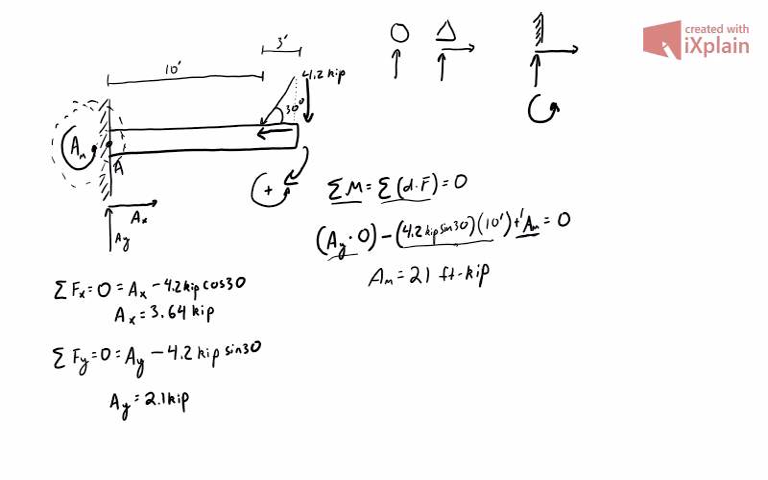So try to remember that when you're doing your sum of the moments, that moment for the cantilever beam is a moment. It's not another force, so you don't need to have it multiplied by a distance. All right, and that's all there is to this problem. We solve for our A_M, we have our A_y, and we have our A_x. So that's it.